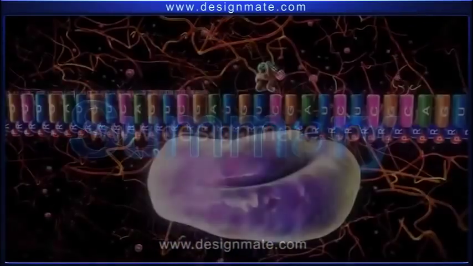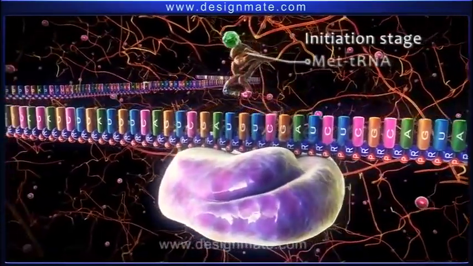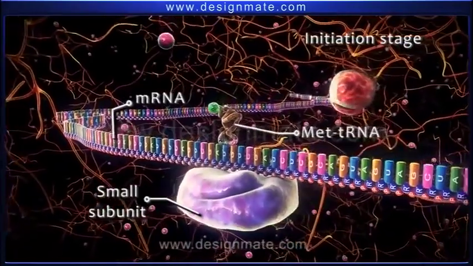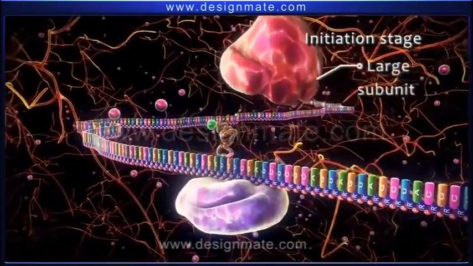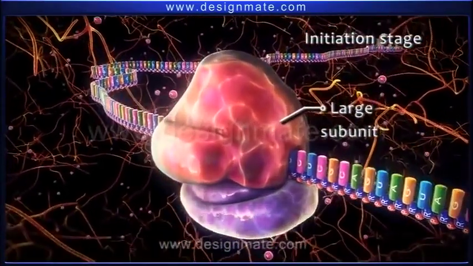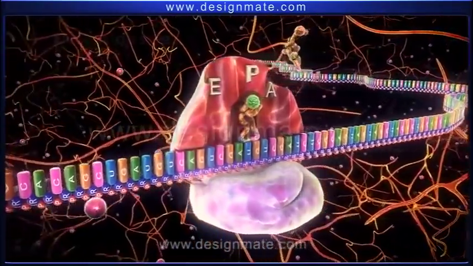Summary: protein synthesis shows that the first stage involves the binding of met-tRNA to mRNA and the small subunit of the ribosome. The larger subunit of ribosome then combines with the small subunit. Second stage is the elongation stage.